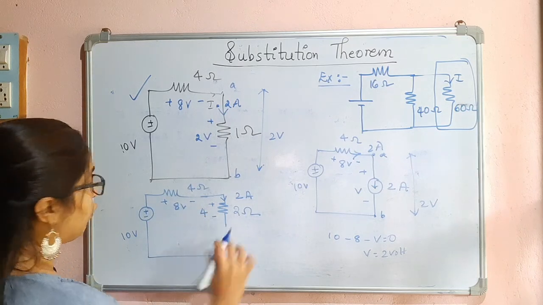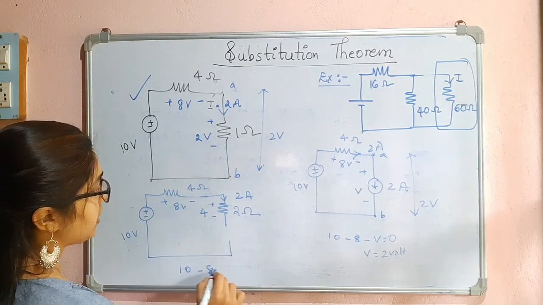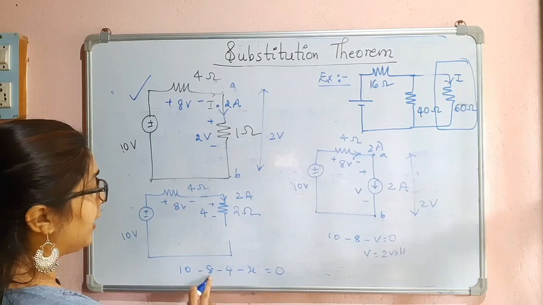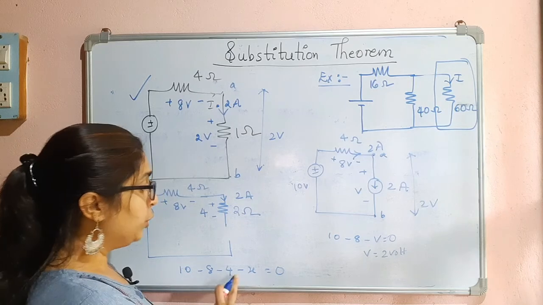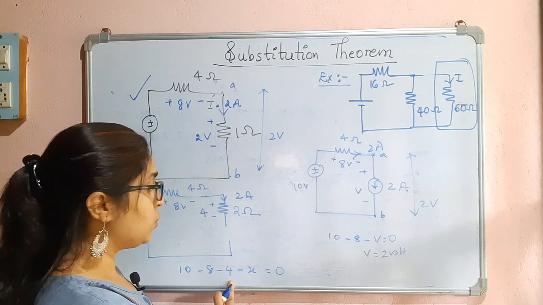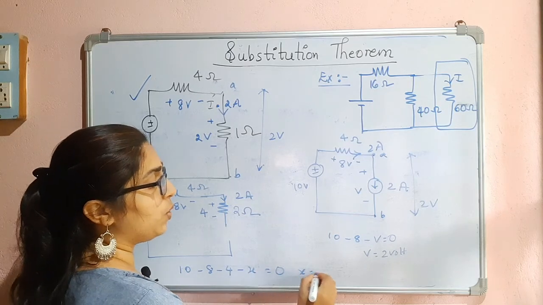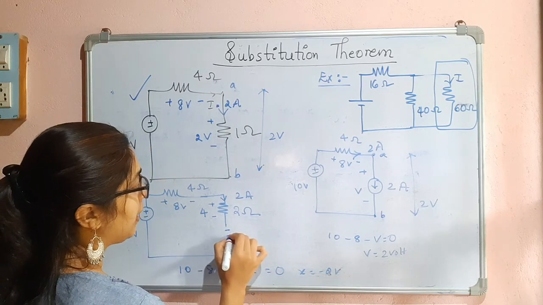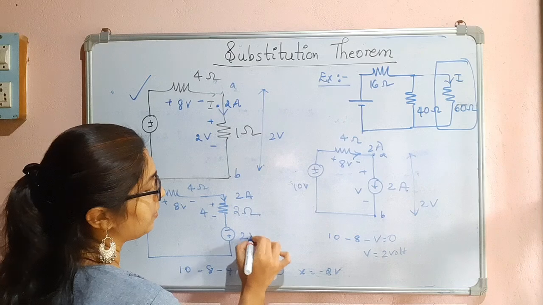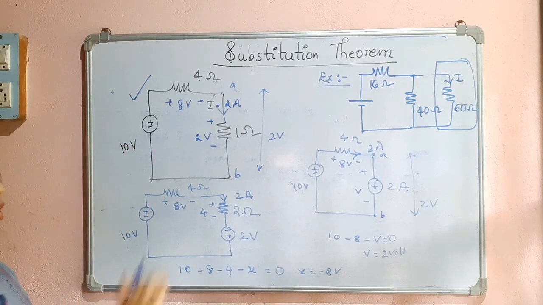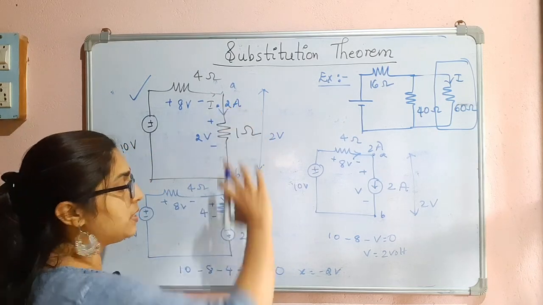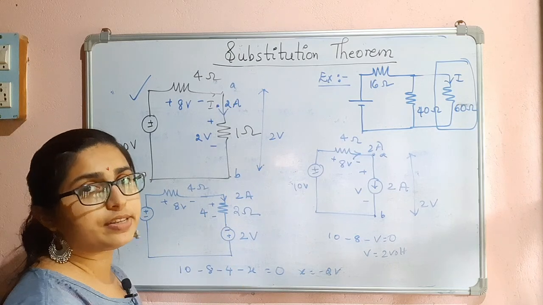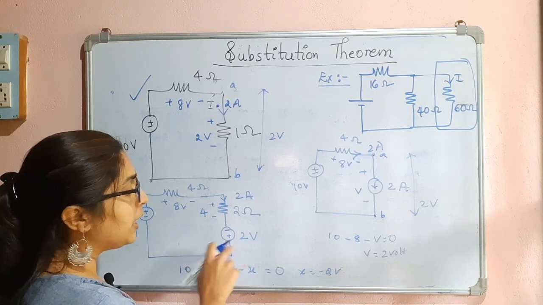So to find out the voltage, 10 minus 8 minus 4 minus x is equal to 0. So here 10 minus 8 is 2. 2 minus 4 is minus 2. So minus 2x, x is equal to minus 2 volts. So I can write this as minus and plus 2 volts. Okay, so if I can replace this 1 ohm resistor with this practical voltage source which is having internal resistance 2 ohm, and you have to keep this in mind.